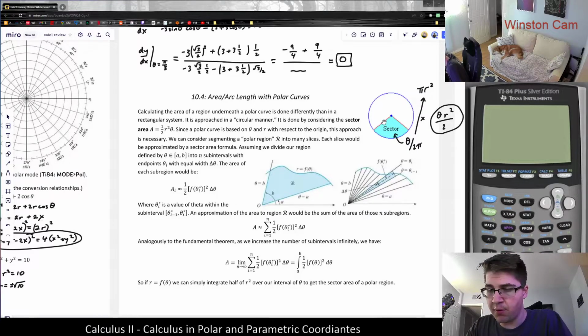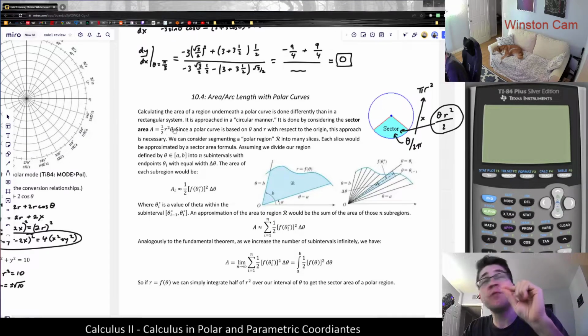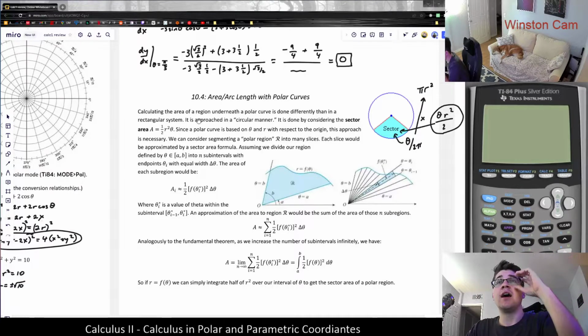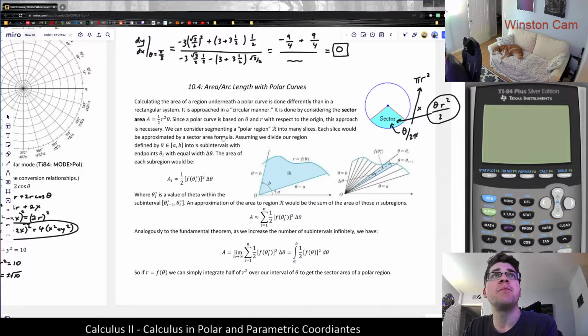This would give you the appropriate area of a circular sector. An important thing to remember is theta must be in radians. You can't plug in degrees in this formula. It will make no sense, because again, radians are unitless, degrees are unitary, and so that is a problem.